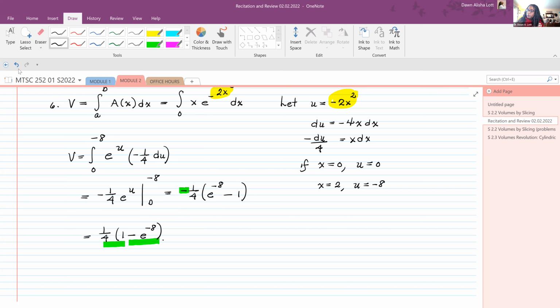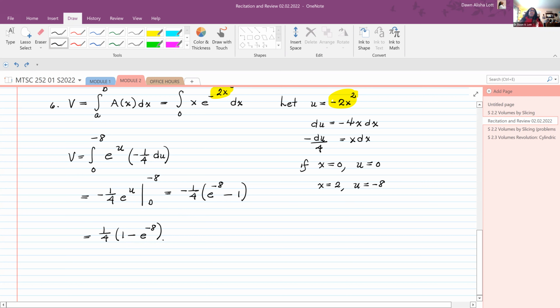No, you don't. I just like to do that because I inherently know that e to the minus 8 is a very small number. So if I subtract 1 from it, this is going to be negative. So I just made it look positive, even though you can leave it like this. Both answers are fine.